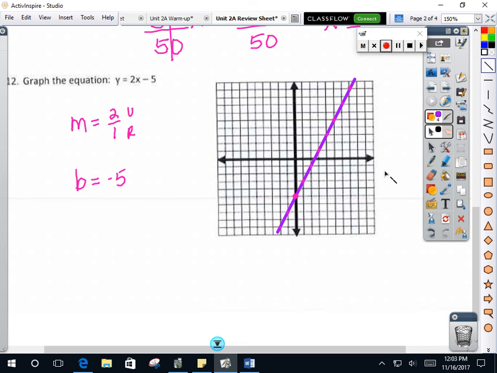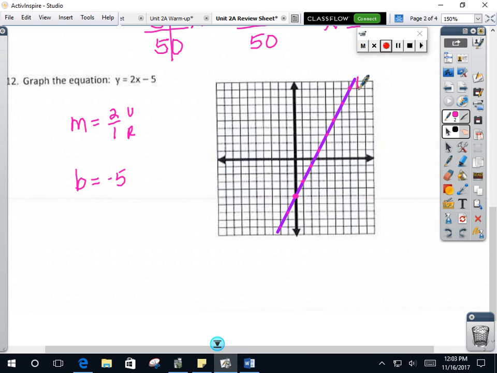And this is an equation, not an inequality. It's an equation because there's an equal sign, so there's no shading. All of your solutions are points on this line. Okay, every point on this line is a solution to this equation. Okay, now let's turn to the next page, number 13.